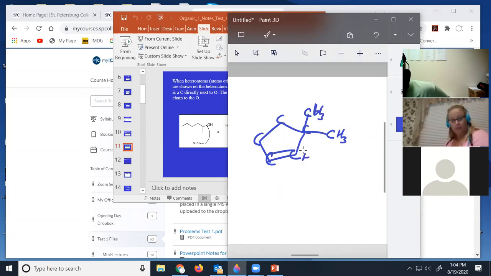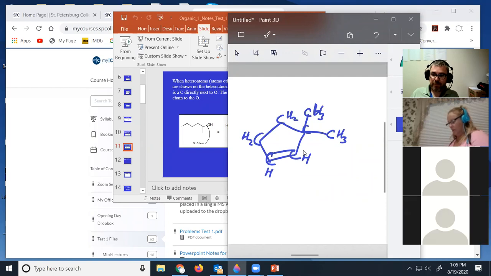And this would only have 1, and this would only have 1. And this would have 2, and this one would have 2. So yes, you'd leave the double bond in there, but it accounts for the number of bonds it says it does. Okay, thank you.